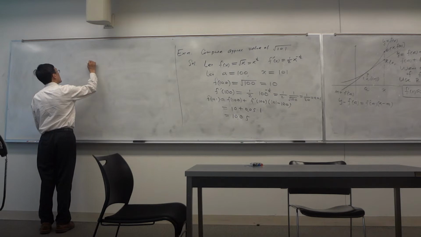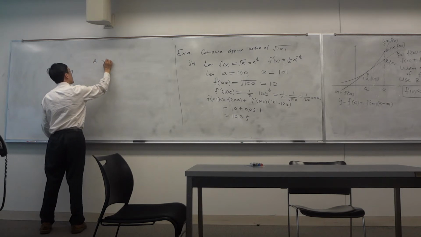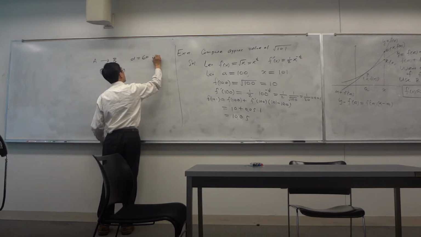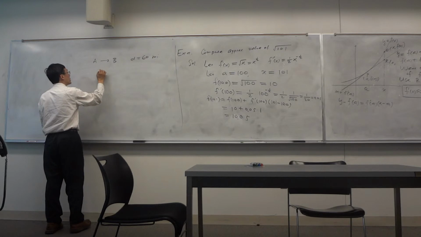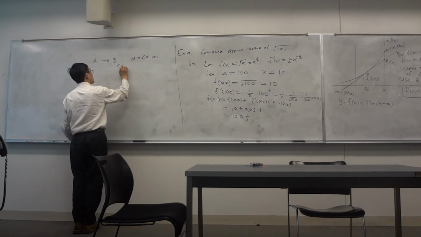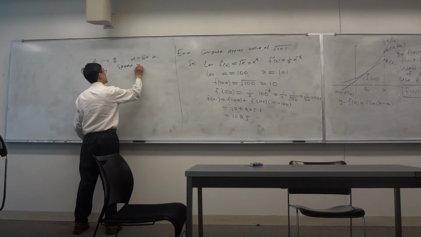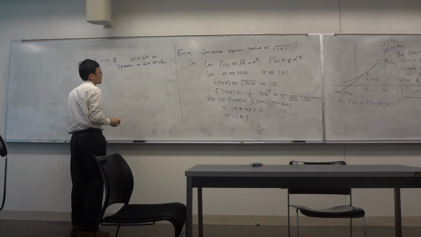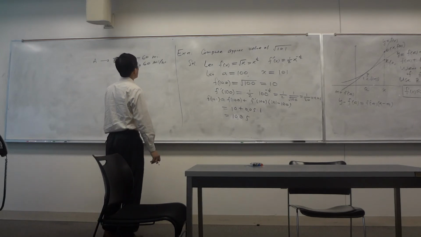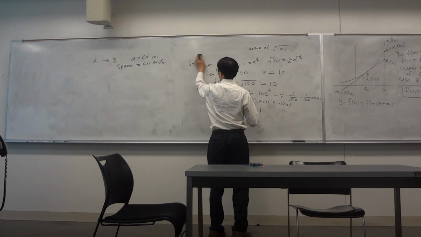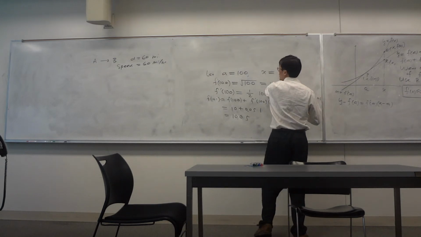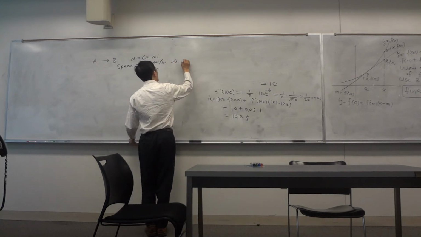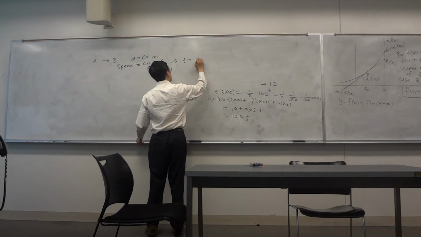So from A to B, suppose you drive from A to B. The distance is 60 miles, and your speed is equal to 60 miles per hour. Given that, if it's 60 miles per hour, then your total time will be 1 hour, right?